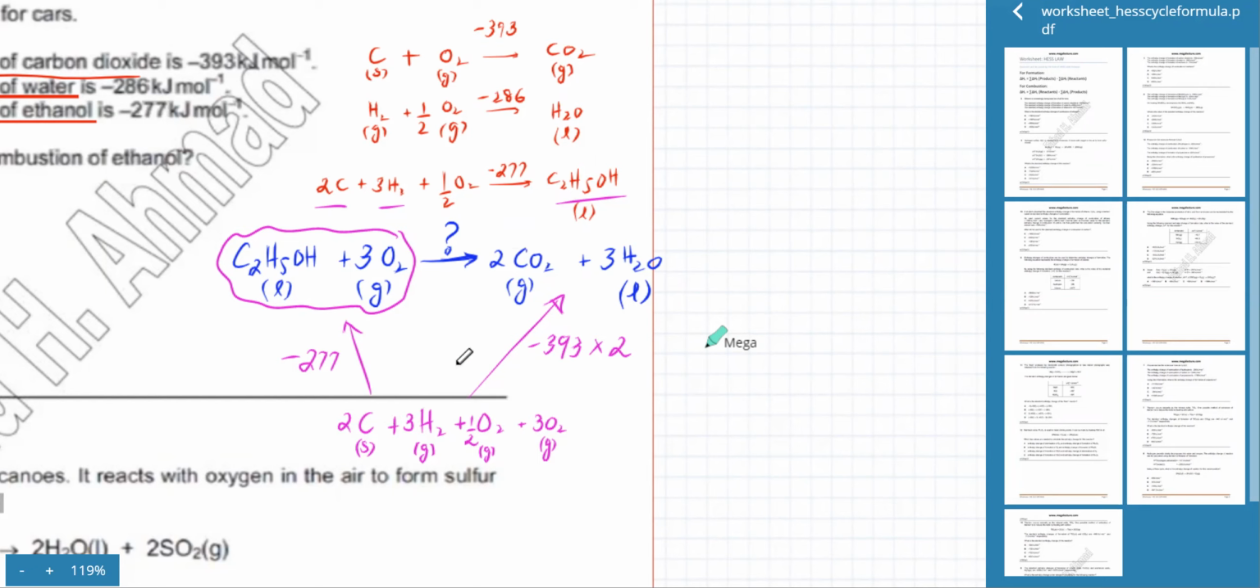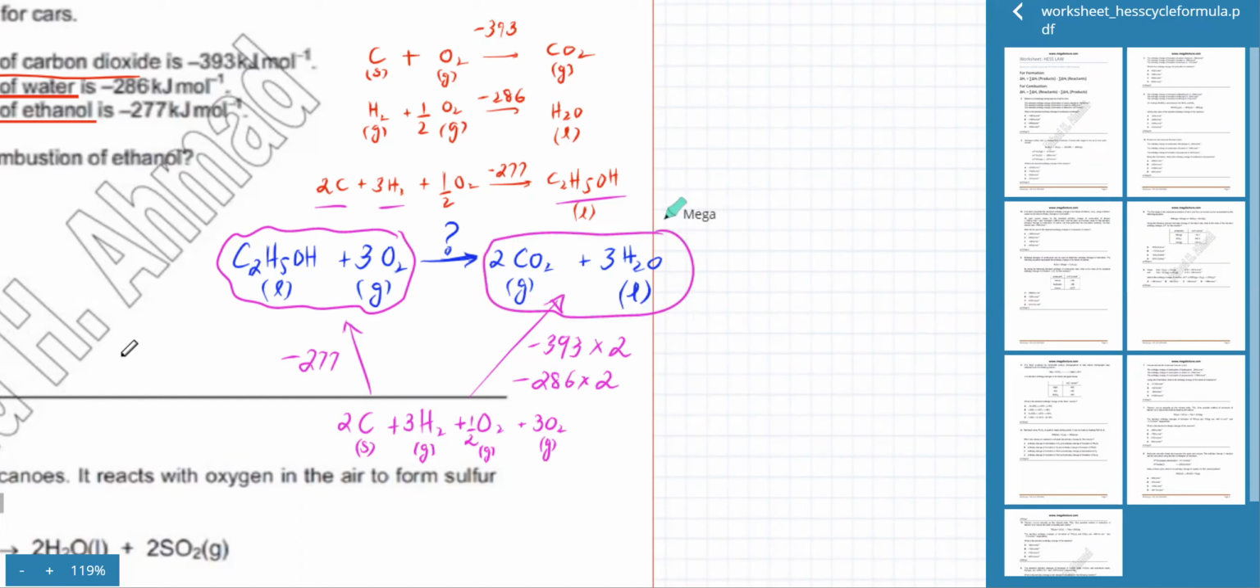And in the same step, I'm also doing 3 hydrogens. I'm converting them into 3 water molecules. So I have 3 hydrogens, converting them into 3 water molecules. So that's going to be minus 286 times 2. So my Hess cycle is now complete. I mean, my products have been formed.